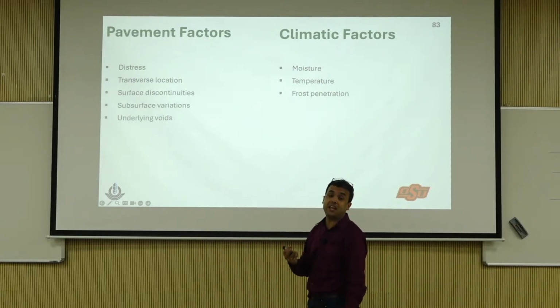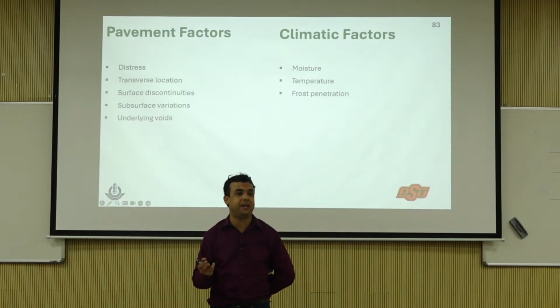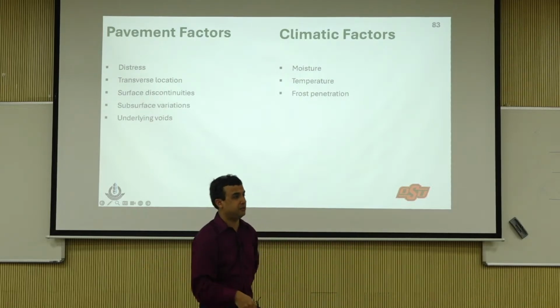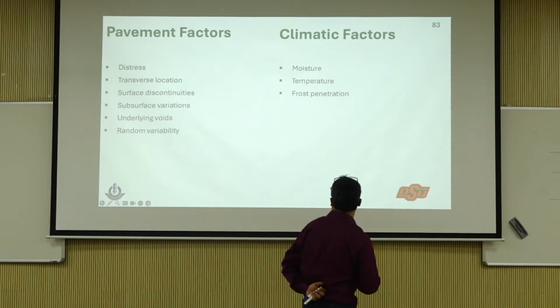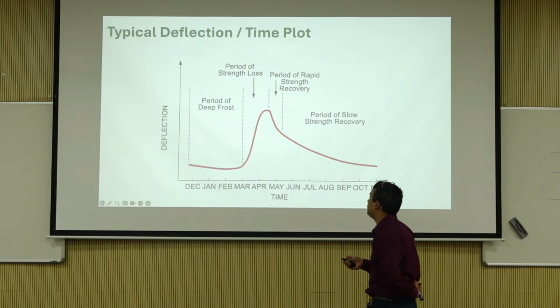Underlying voids are very, very relevant for concrete slabs. When there is erosion happening, washout, pumping, you have really big deflections there. Random variability also affects. Typical deflection versus time plot.